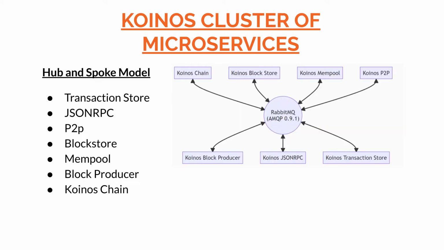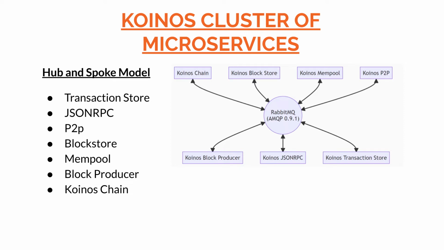Now, once you decide to employ a microservice architecture, you have to look at nodes as clusters of microservices that act together. So a Koinos cluster is a set of microservices operating together. The microservices function as a hub and spoke model. In this diagram, we see the 7 microservices that create a Koinos cluster. Each of these services are connected with a communication protocol called AMQP, or the Advanced Messaging Queue Protocol.